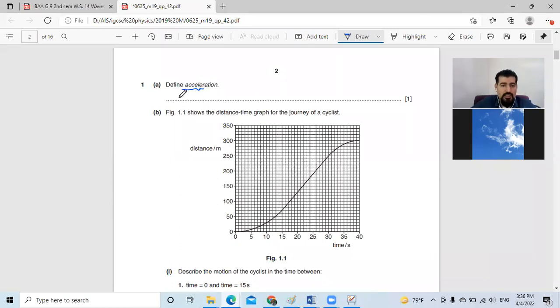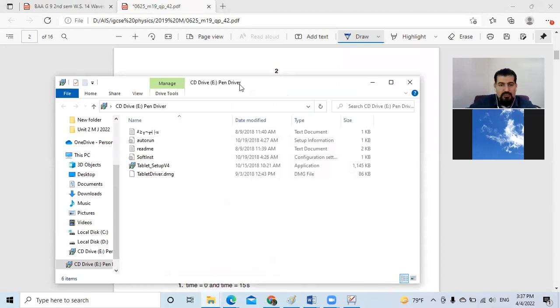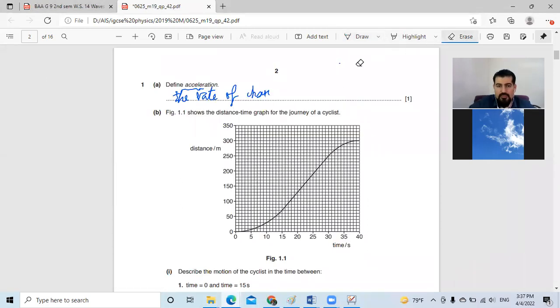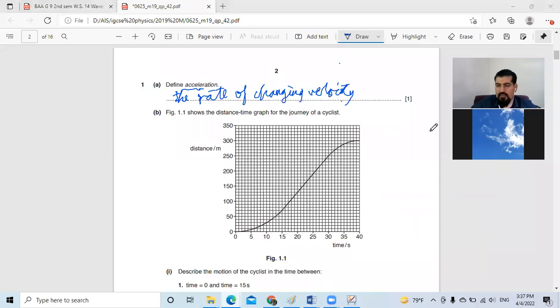You can send me on the chat. Yes, thank you, Muhammad. The rate of change of velocity. The rate means divided by time, and change of velocity means speed and direction. I'm sorry for my handwriting, there's something wrong here.